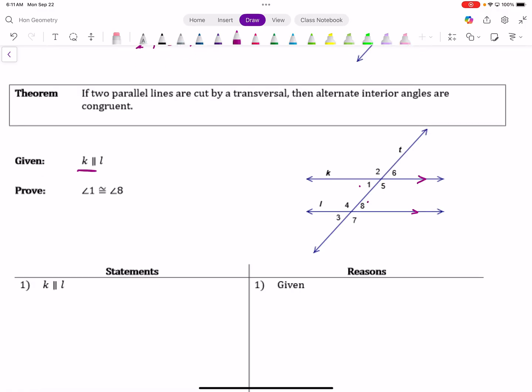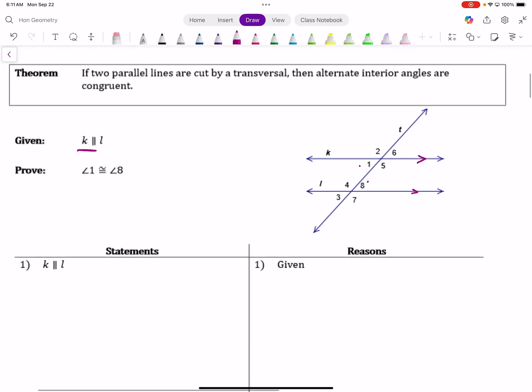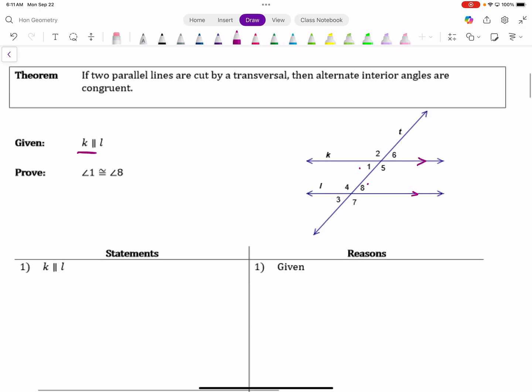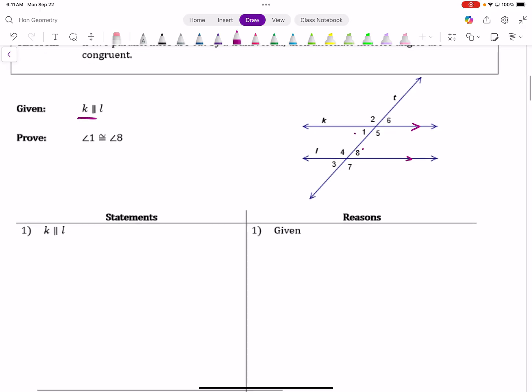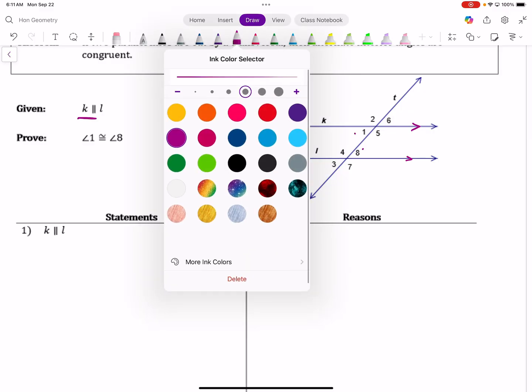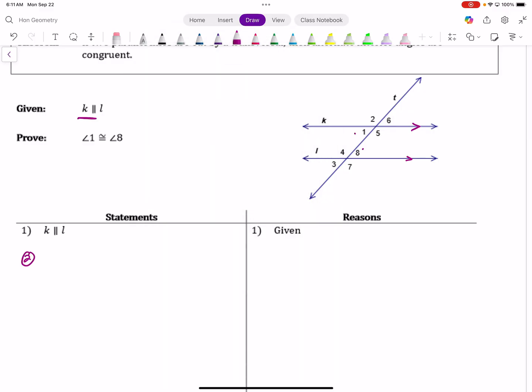So we start with our given, K is parallel to L. And we need something about either angle 1 or angle 8. Okay, so let's say we do, oh, what's it doing? It's acting weird. Hang on. I picked the pen, right. There it goes. Let's say that angle 1 is congruent to angle 3.